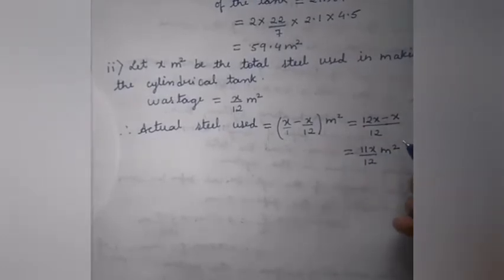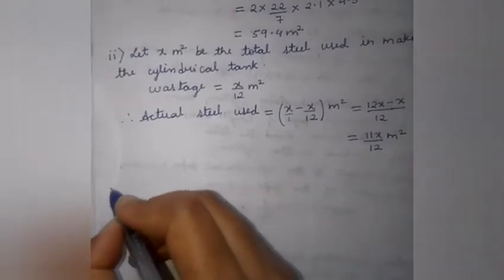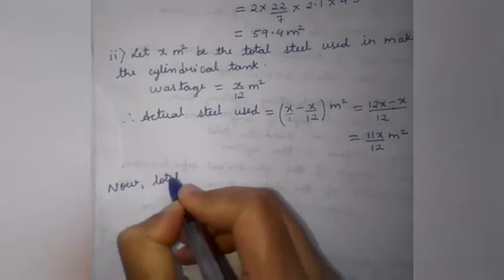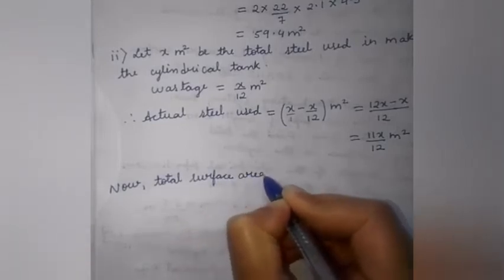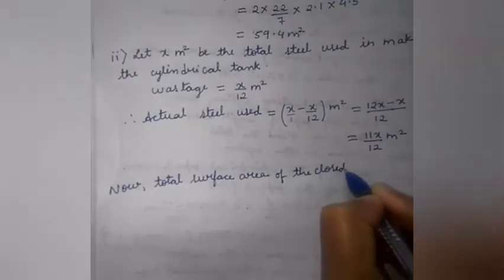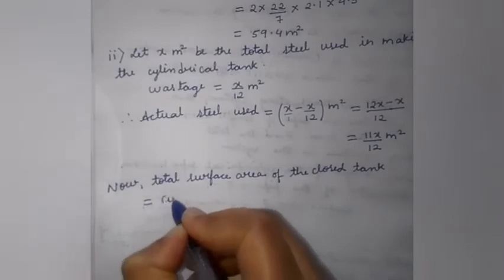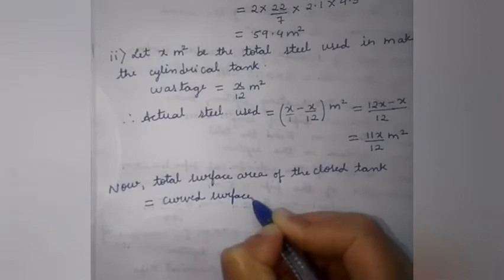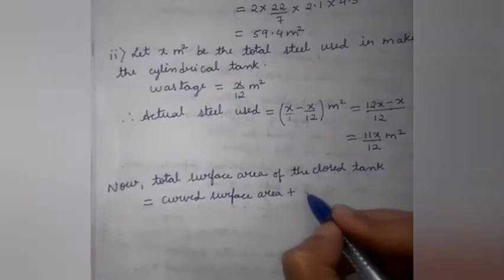Now the total surface area of the closed tank is equal to curved surface area plus 2 pi r square.